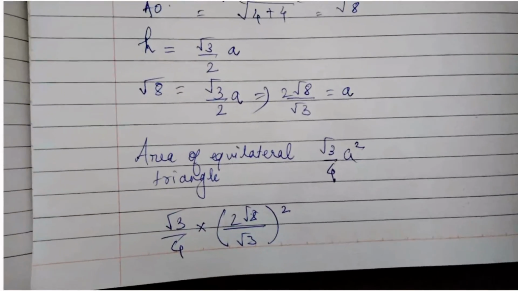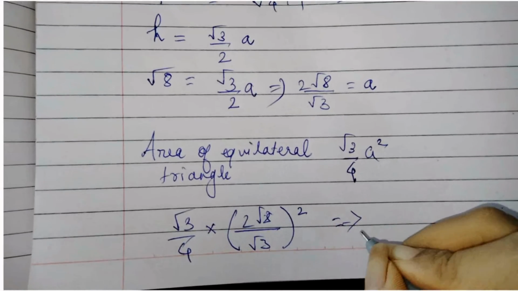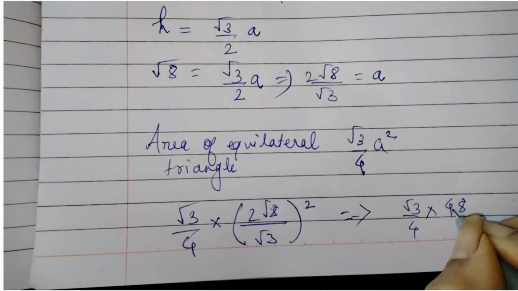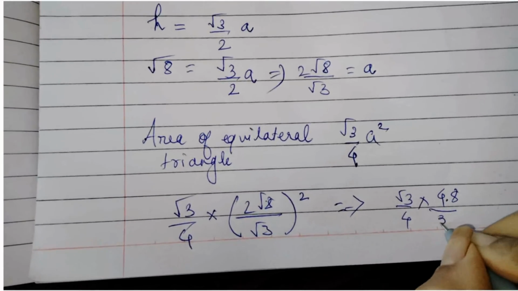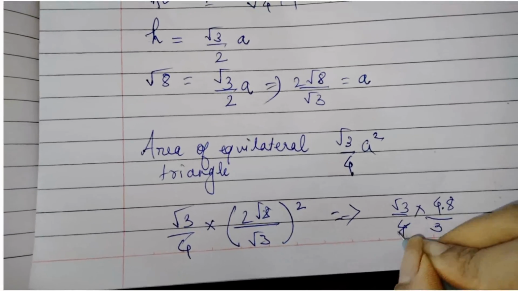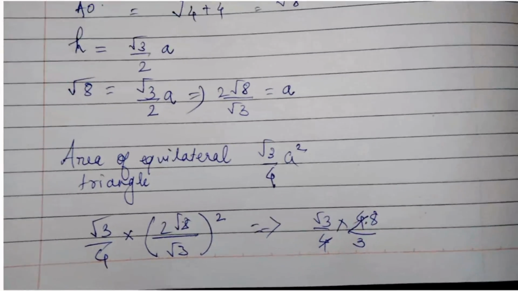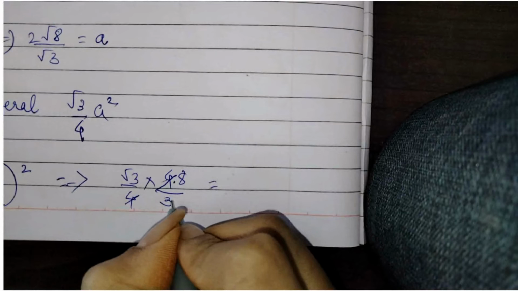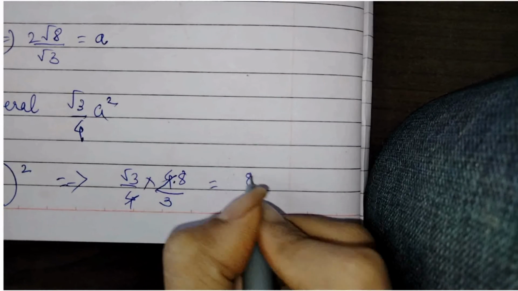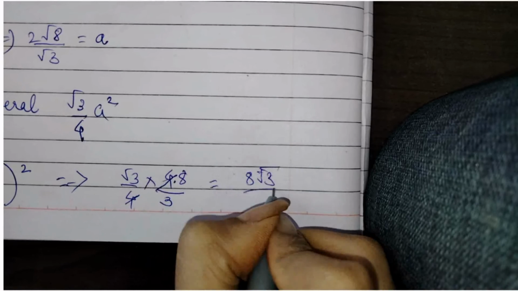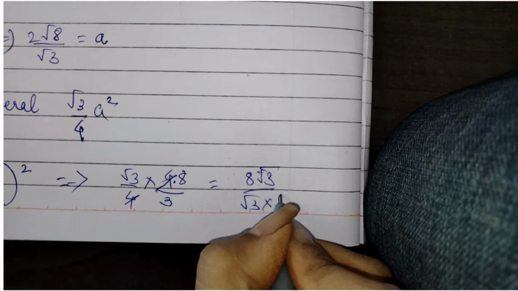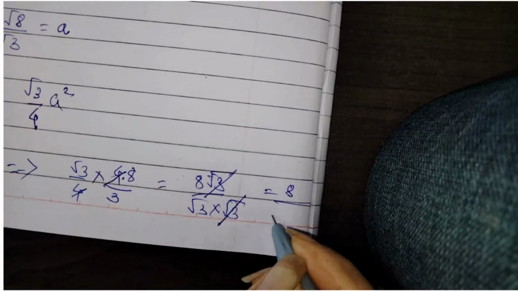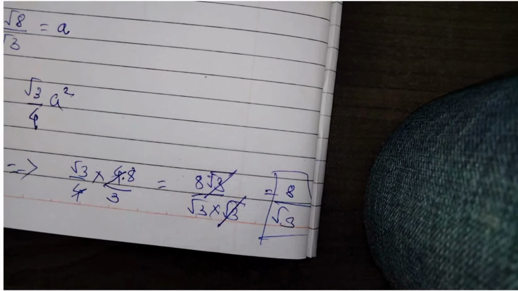So when we simplify this, we will get root 3 by 4 into 4 into 8 by 3. So 4 and 4 will get cancelled. So this will be 8 root 3 by 3, which can be written as root 3 into root 3. So root 3 and root 3 will get cancelled. So the area is equal to 8 by root 3. This is the answer.